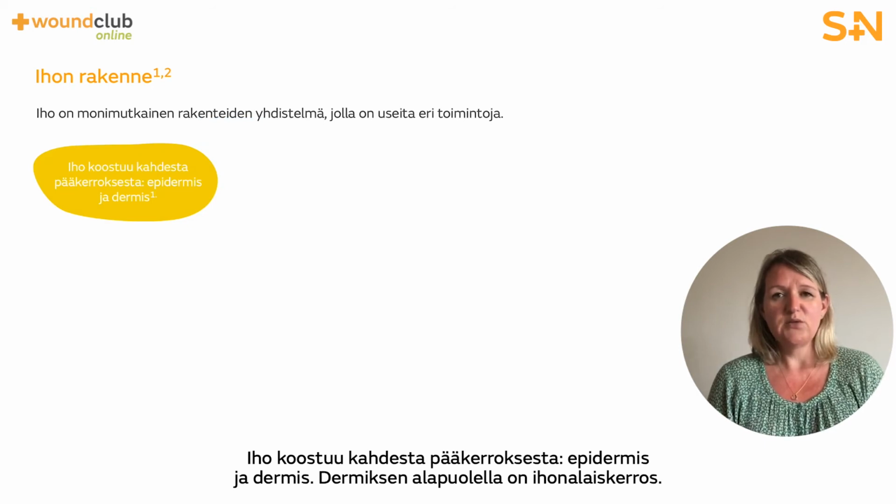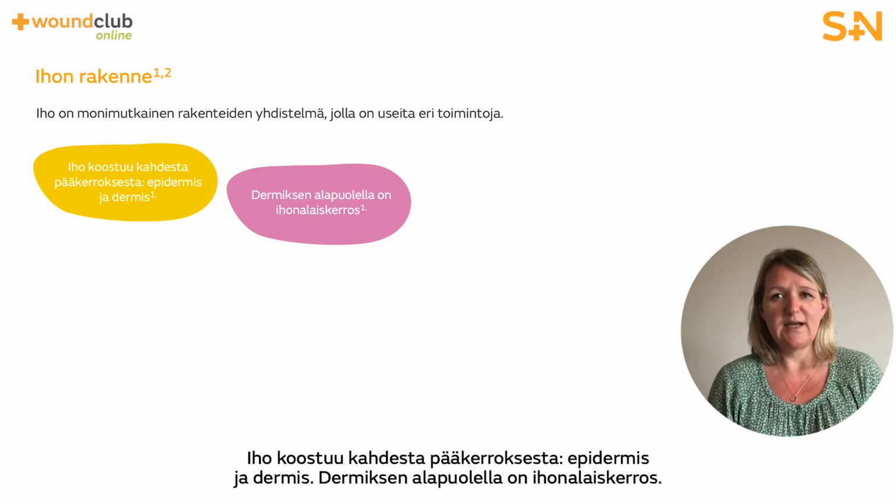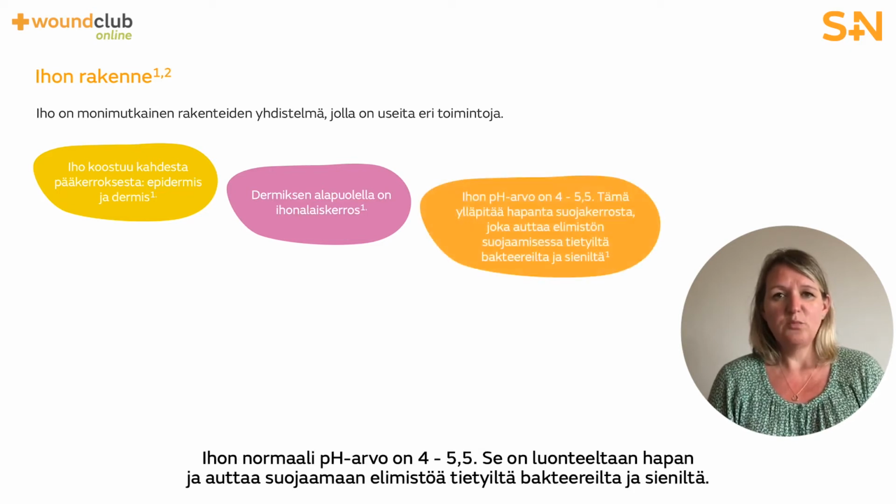The skin is composed of two main layers, the epidermis and the dermis. Beneath the dermis is the third layer called the hypodermis or subcutaneous layer. The normal pH of the skin is between 4 and 5.5. Being acidic in nature assists with protecting the body from certain bacteria and fungi.